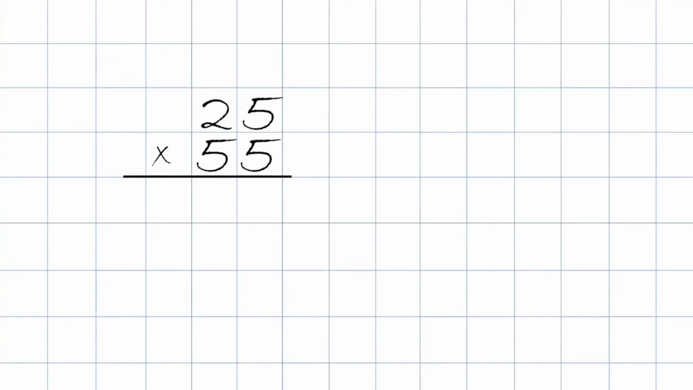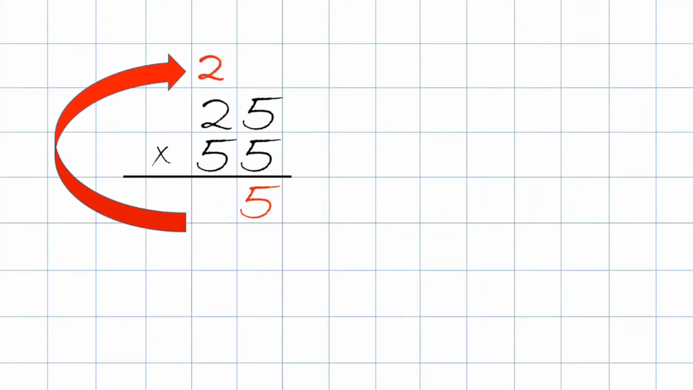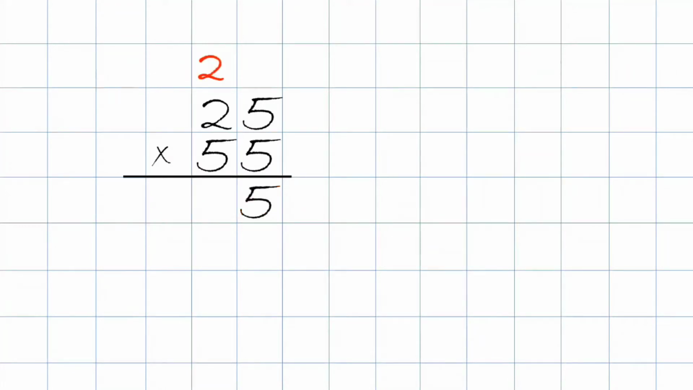So here we have 25 times 55. Once again, we're going to take 5 times 5, and the answer will be 25. Now, we do not write 25. We only write the second digit, which is the 5. And the 2 we carry to the top and put it over this 2. Next, we take 5 times 2 plus 2. And 5 times 2 is 10, plus 2 will be 12. And we put 12 right up here.